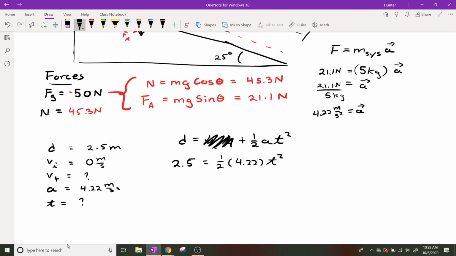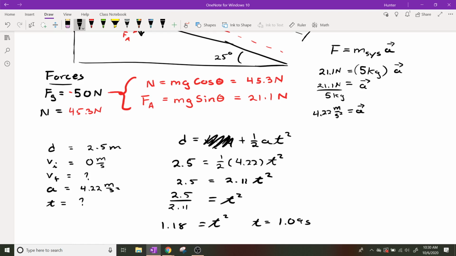Okay. So yeah, half of 4.22 is 2.11. So 2.5 equals 2.11 t squared. Your t squared is going to be, divide both sides by 2.11. It's going to be 2.5 divided by 2.11. So t squared is equal to 1.18. Do we take a square root? Time is equal to 1.09 seconds.